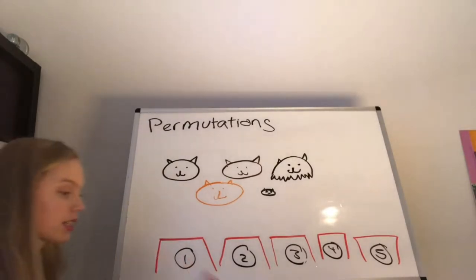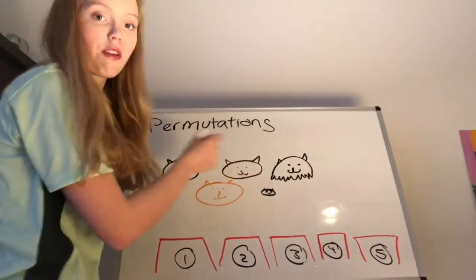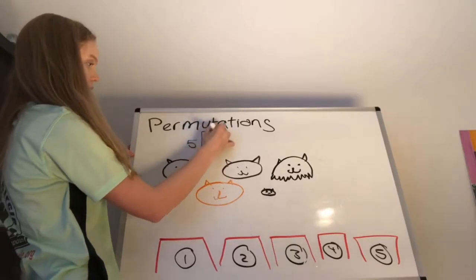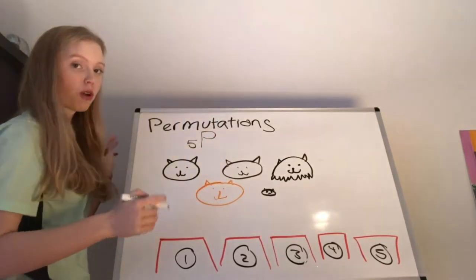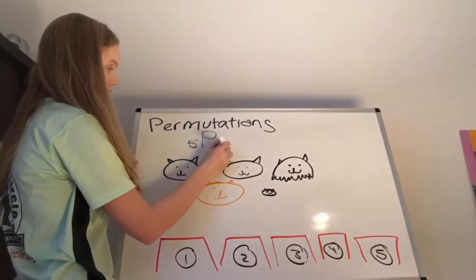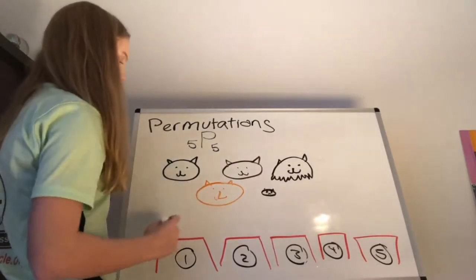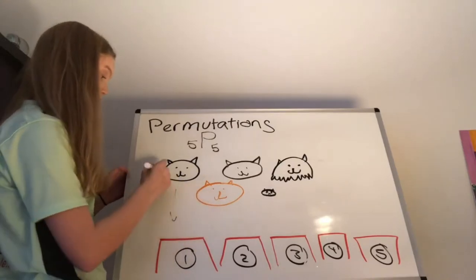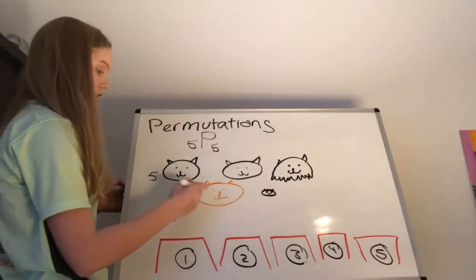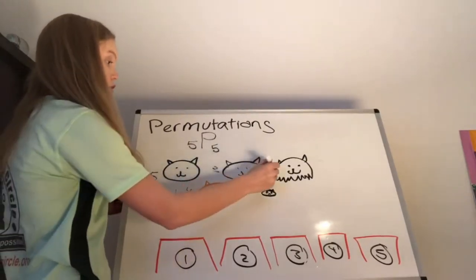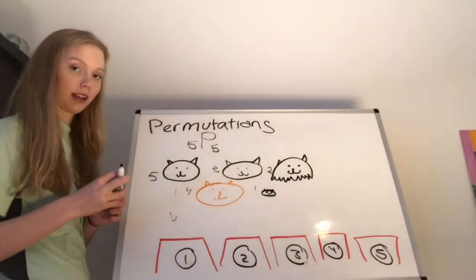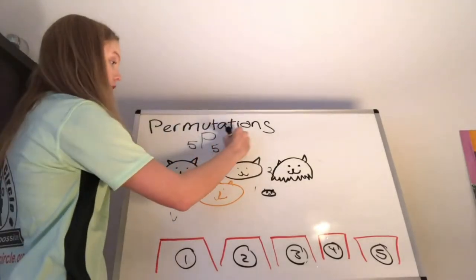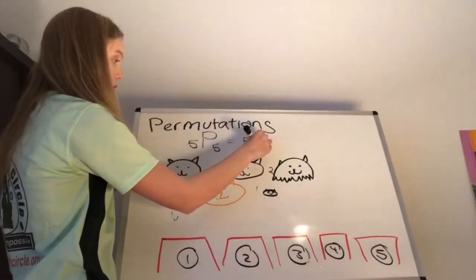And how we write this is, well, there's 5 objects, and then we write P for permutation. We want to take all 5 of them and order them. So we do. This cat maybe goes here. It has 5 choices. This cat then only has 4 times 3 times 2 times 1 choice for where it goes. All right, and that means that 5 permute 5 is equal to 5 factorial.